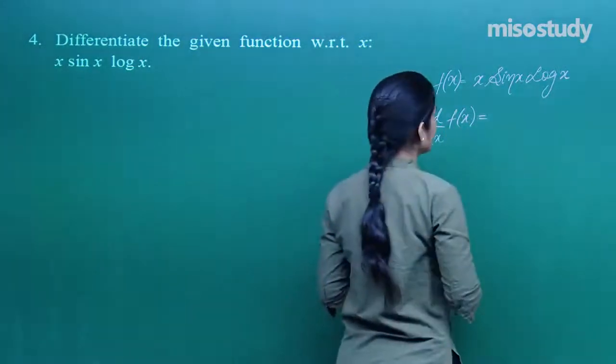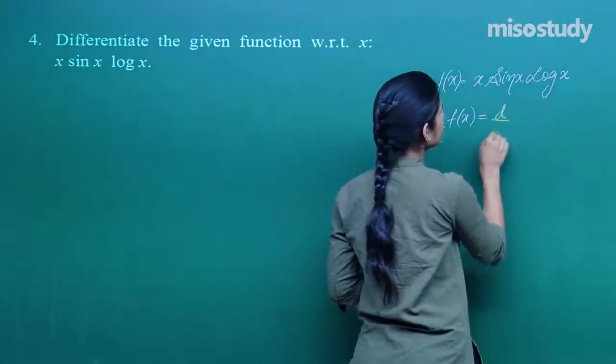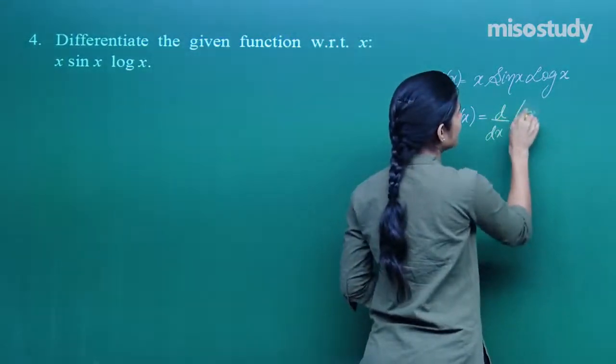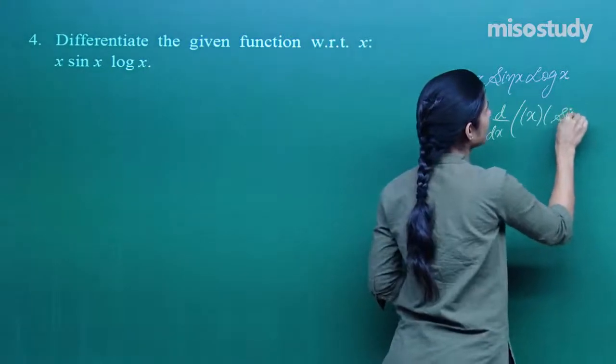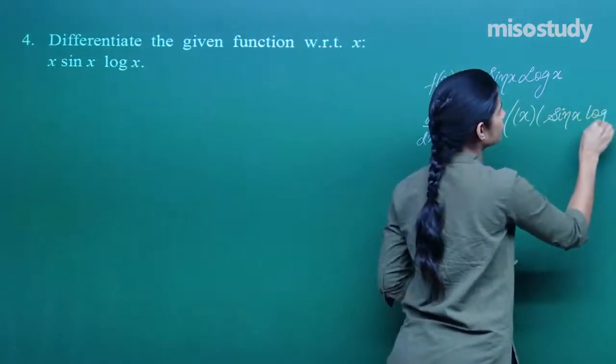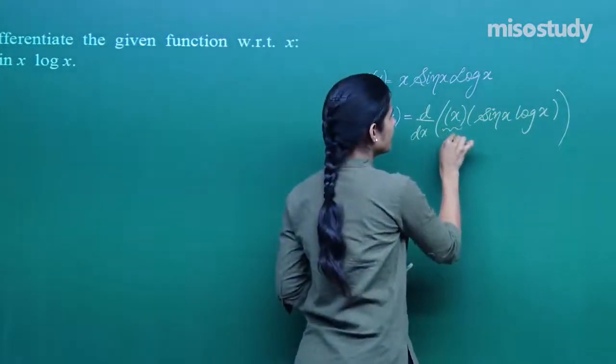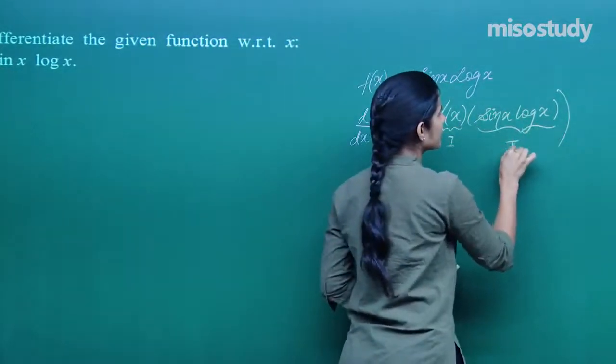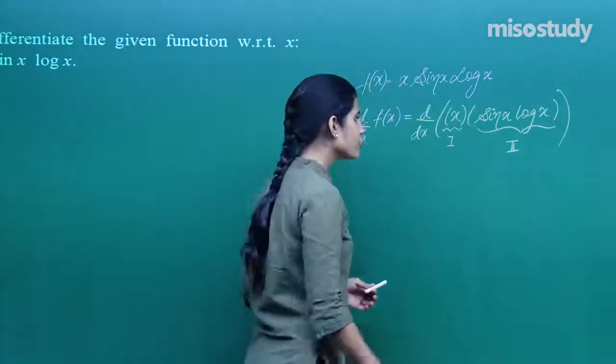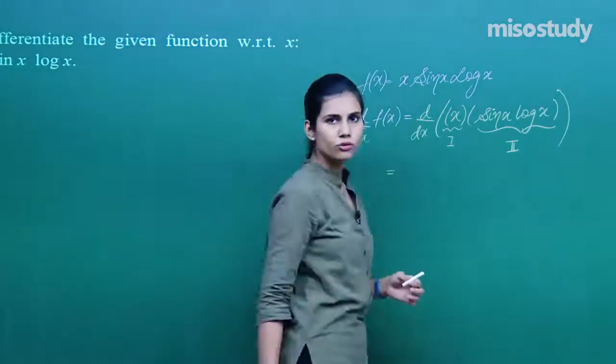Now in here you can carefully see I am interested in considering x as one function and sin x into log x as another function. Clear? If you take this as one function and sin x into log x as another function, here product rule will be applied. Apply the product rule, what do you get?